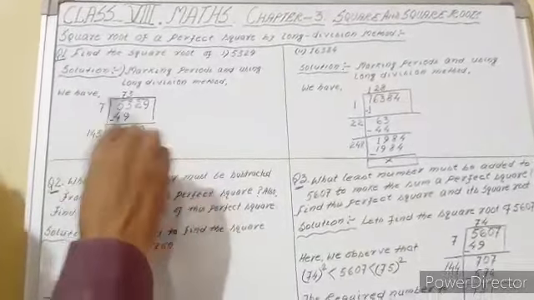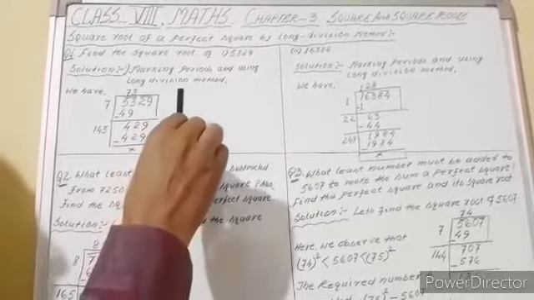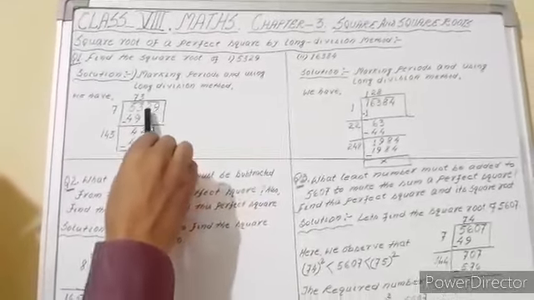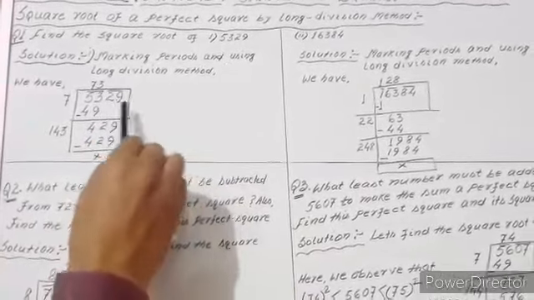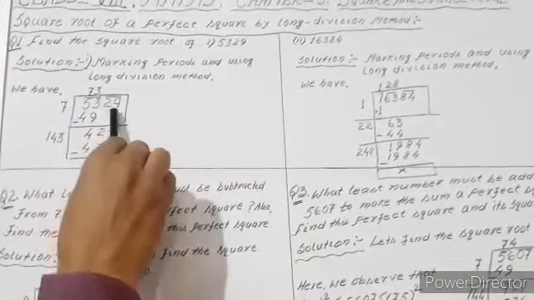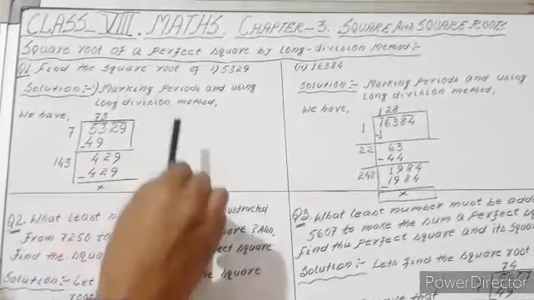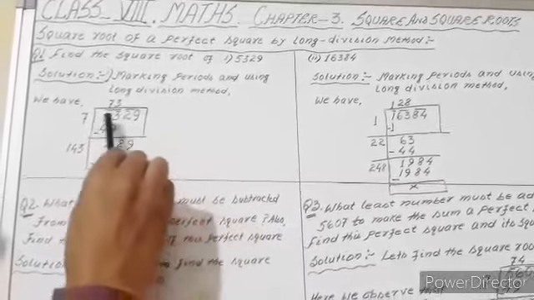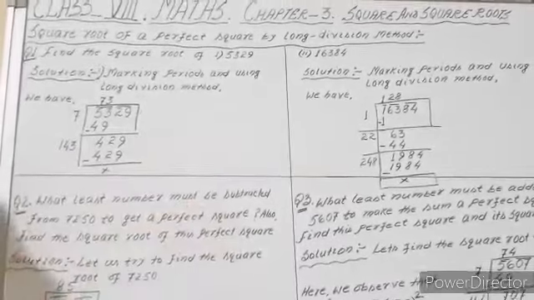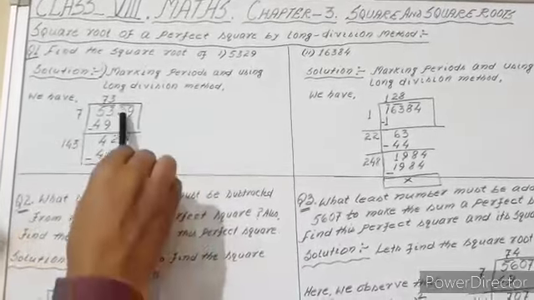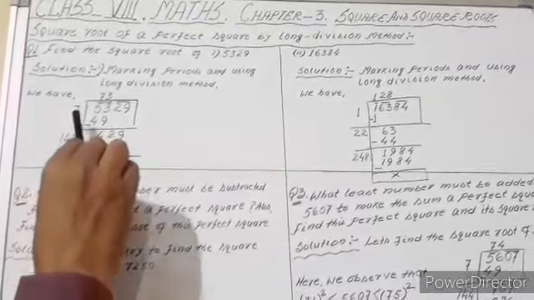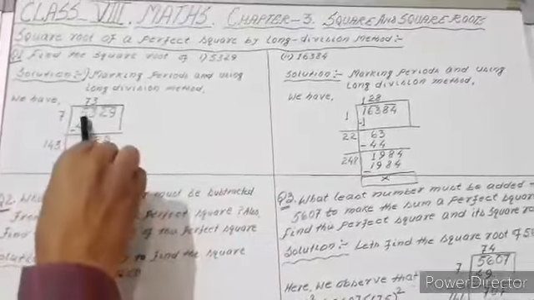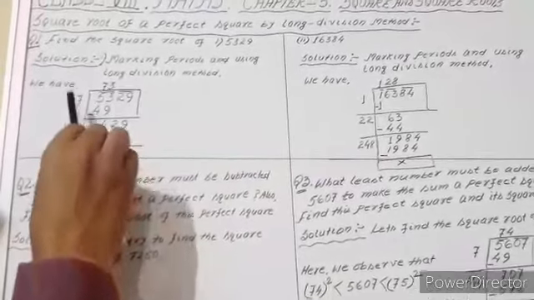We make them in groups from the unit digit, making a pair of two numbers. Here in 5329, 29 is taken in one group and 53 is taken in one group. After taking them in groups, each of these pairs is called a period.